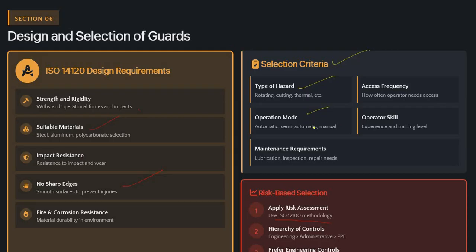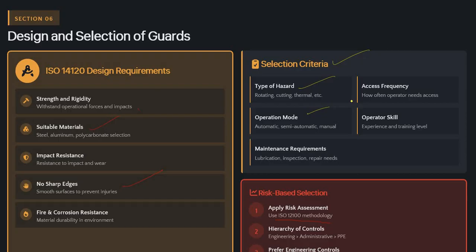So this one also we need to consider. And operator skill, experience or training level, and also maintenance requirement, so lubrication, inspection, repair needs. Okay, it's got clear. So how to select the criteria for the machine guarding?